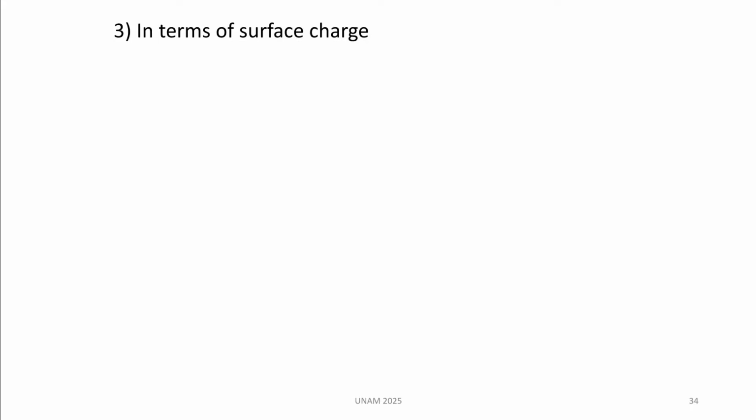Now, another source of difference between surfaces is the surface charge that they bear, as you can understand from the previous slide, in which you had some positively charged and negatively charged surface groups.